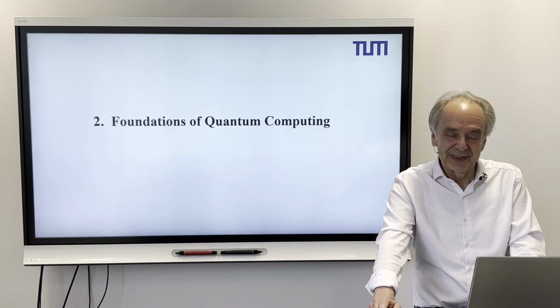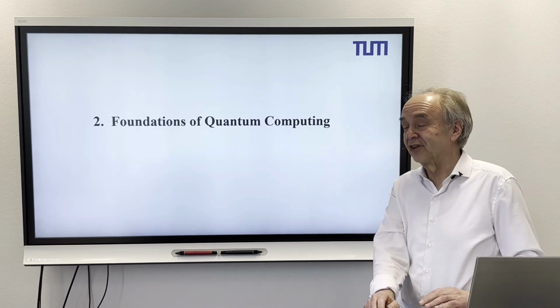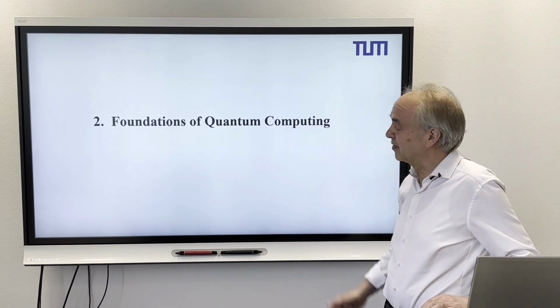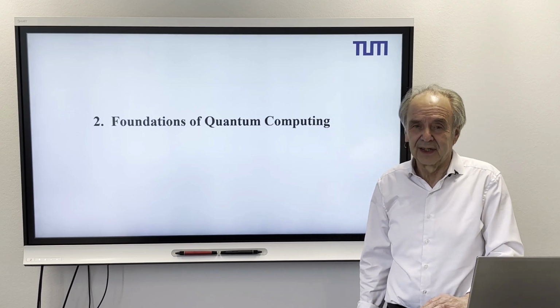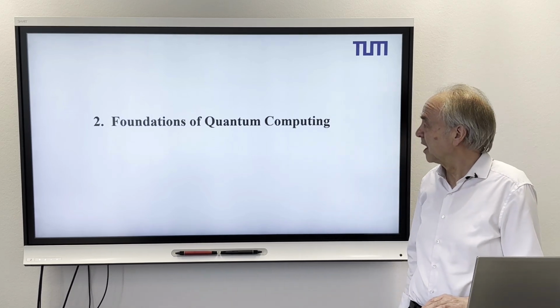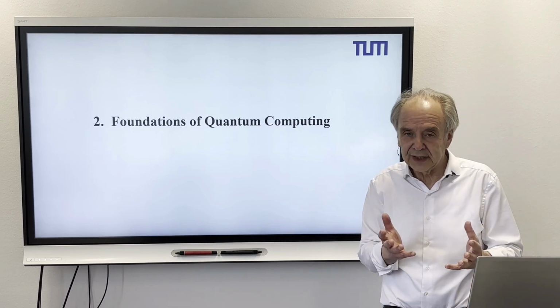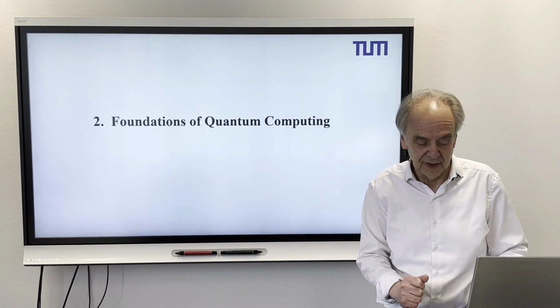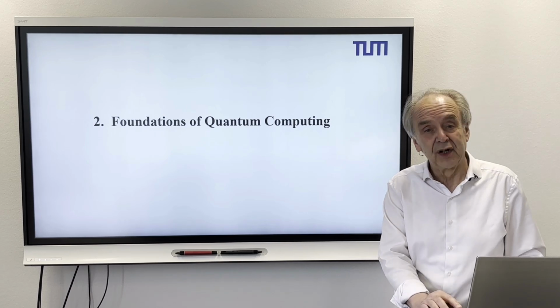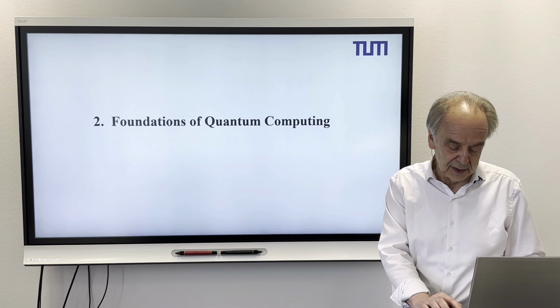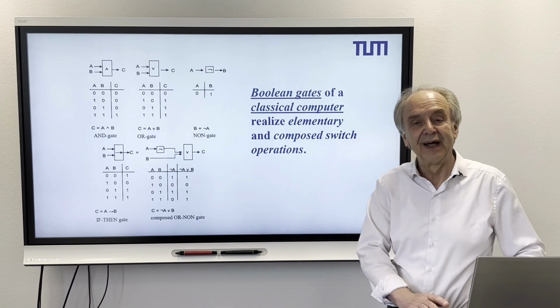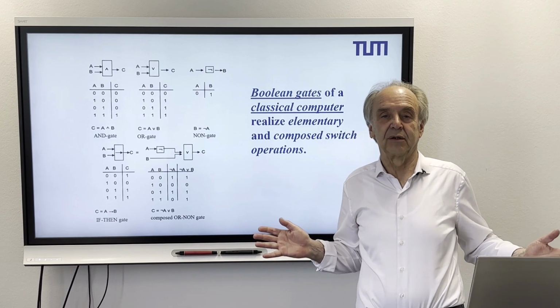Now, let us start with the next part in our lecture series, the foundations of quantum computing. The quantum computing stuff is founded on the principles of quantum mechanics, which were already introduced, and I will relate to them later on. Let's start again with the classical world.